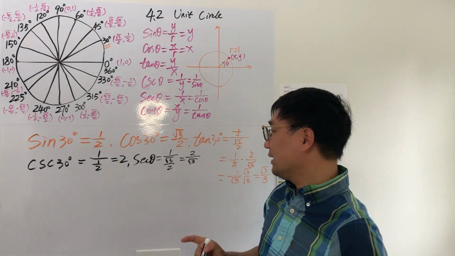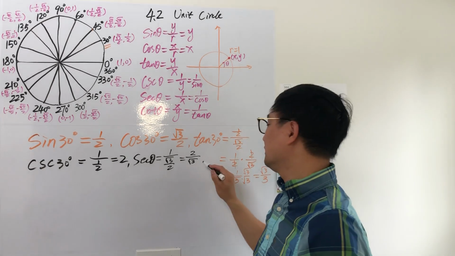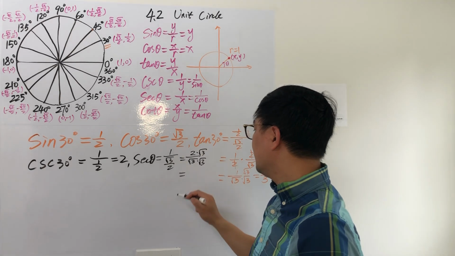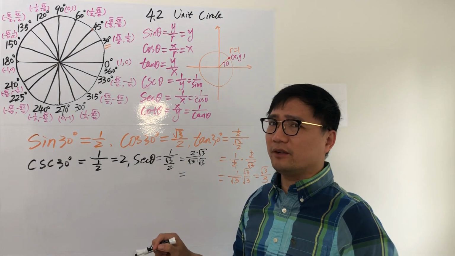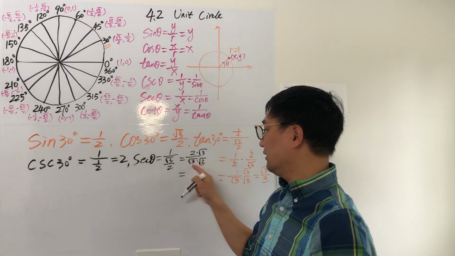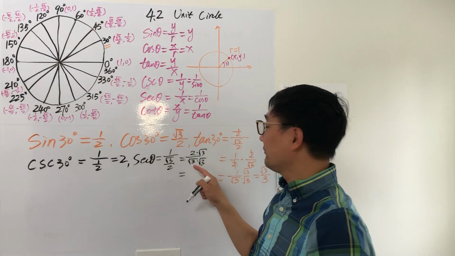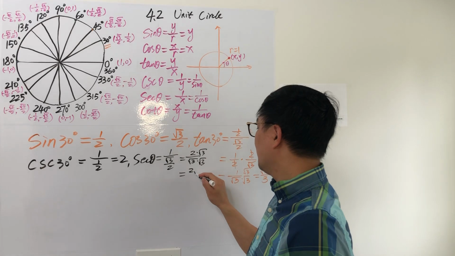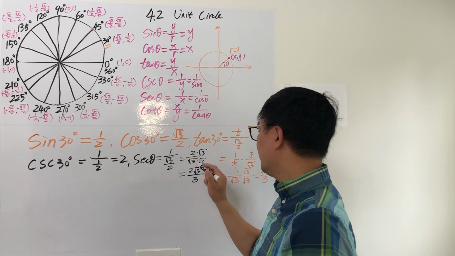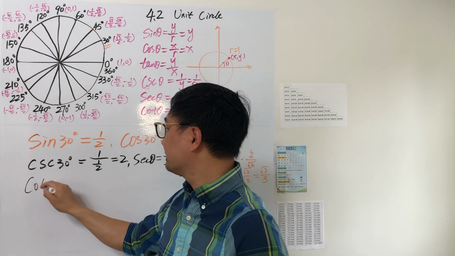2 over radical 3. But also, as you know, you cannot allow the radical on the bottom, so you have to simplify the radical. I know this is a little bit complicated, but you just need to know how to simplify radical. You just times the same radical, the top and the bottom, at the same time. So now the top changes to 2 times radical 3, the bottom is radical 3 times radical 3, and changes to 3. So that's secant. Okay? So now how about cotangent?